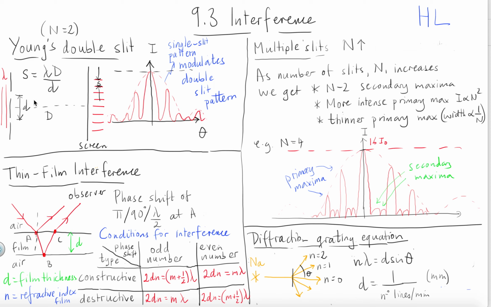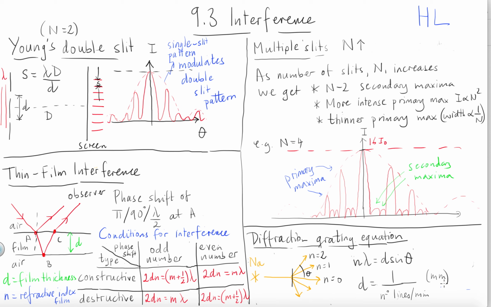To find the distance between the slits, little d, we have to take 1 divided by the number of lines per millimeter, which is what defines diffraction gratings. Then we will get a d in millimeters.